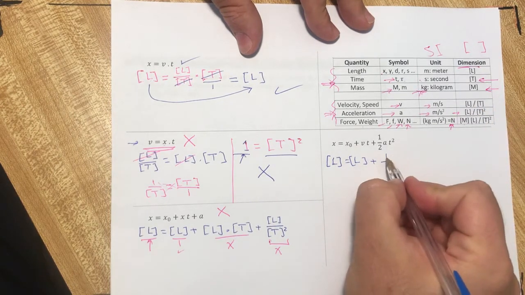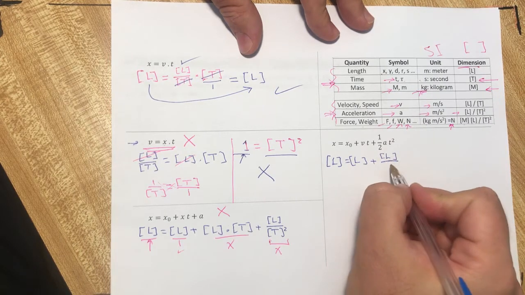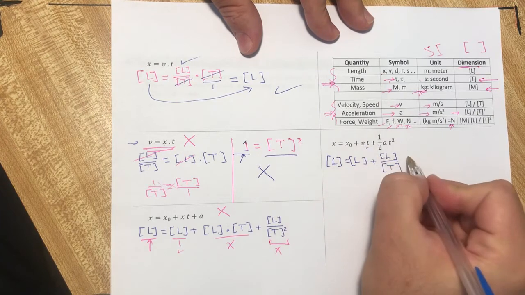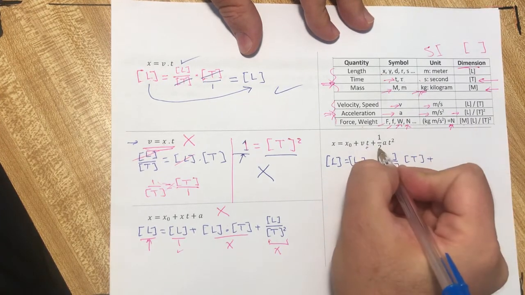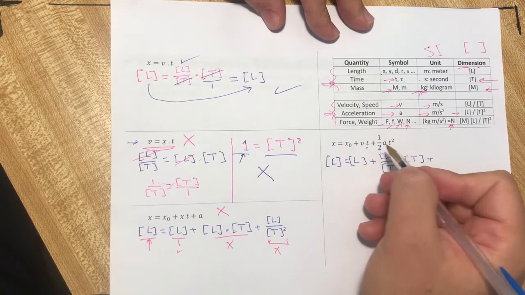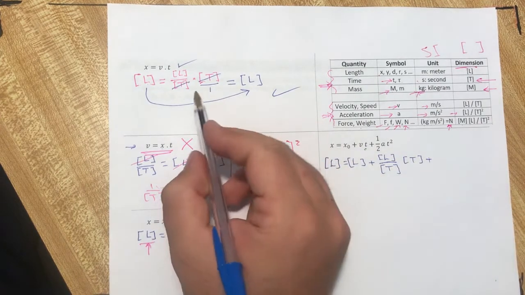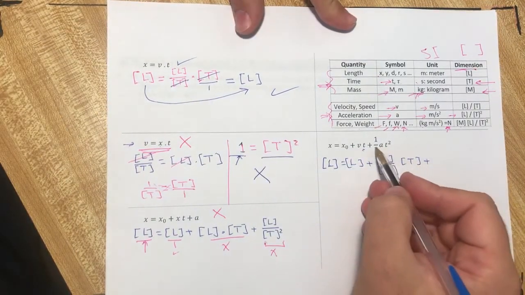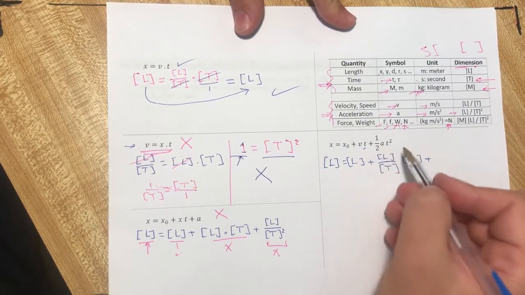Length divided by time, multiplied by time, plus half. It is just like this number. It is dimensionless. Where's the number? This one. It is dimensionless, so I will not put anything for any number. I will just use the symbols.